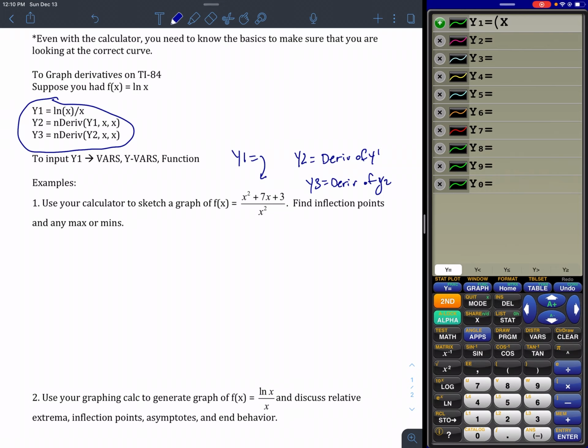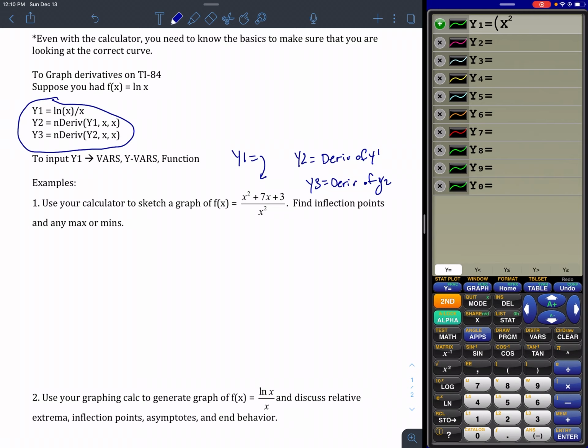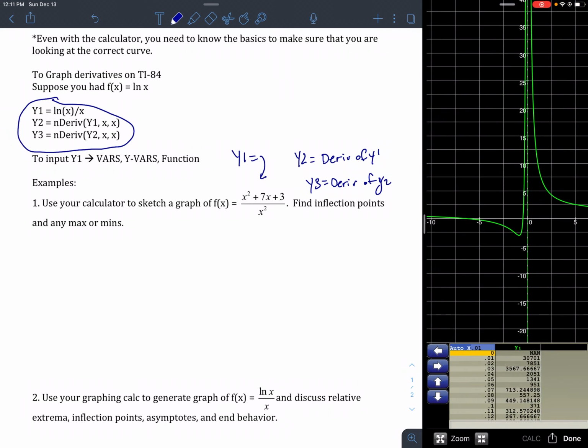So for the first one here, let's continue on, and we're going to put x squared plus 7x plus 3, all divided by x squared. I put the top in parentheses because your calculator does follow the order of operations. I will go ahead and graph this and show you that this is the graph.